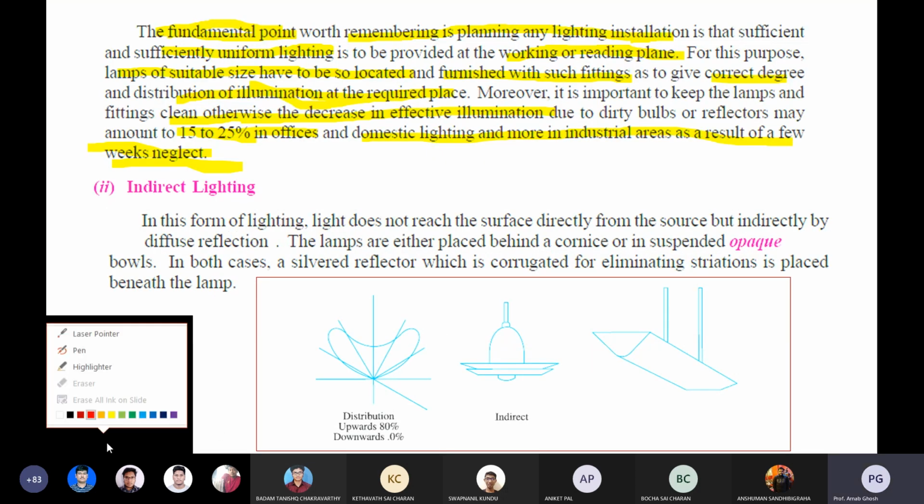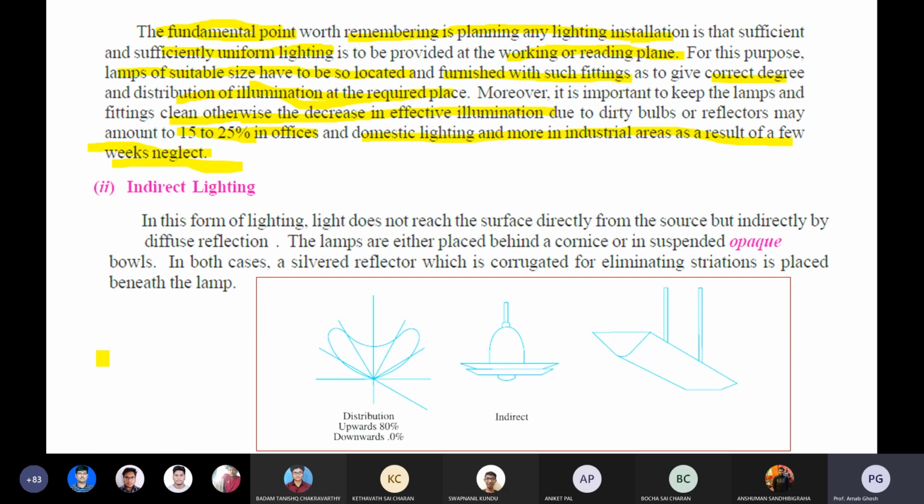So that's why we are going for indirect lighting. Sometimes, in direct lighting, you can see the light source is bare. Dust particles are repeatedly sedimented or deposited on the surface of that light, and automatically its efficiency goes down. So that's why covering is required. That's the basic motivation for indirect lighting.